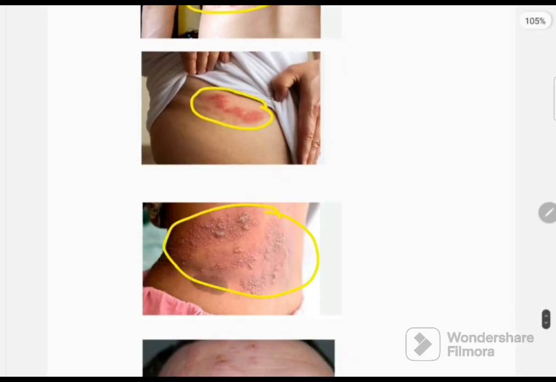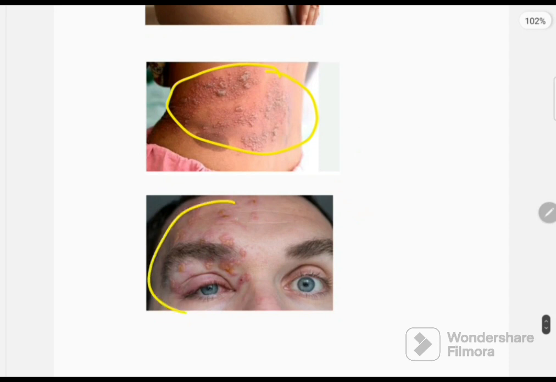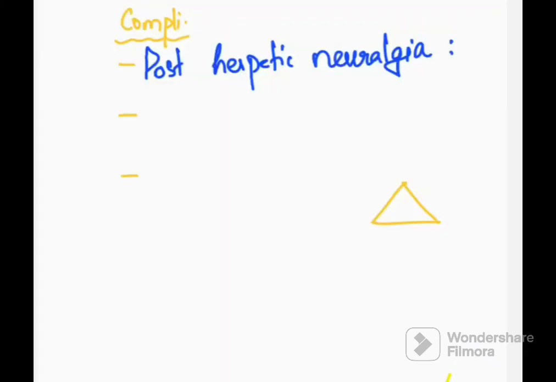See this? See, this is where the face is affected. The face can also be affected, right? In shingles, and this is how it looks. Some adults will ignore the rash, and this can lead to complications.